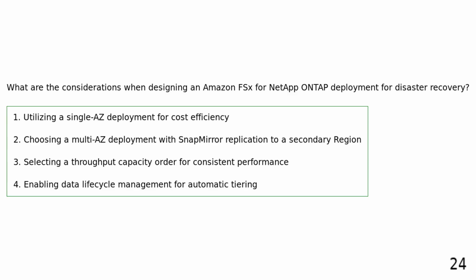What are the considerations when designing an Amazon FSx for NetApp ONTAP deployment for disaster recovery? Utilizing a single AZ deployment for cost efficiency. Choosing a multi-AZ deployment with SnapMirror replication to a secondary region. Selecting a throughput capacity order for consistent performance. Enabling data lifecycle management for automatic tiering.